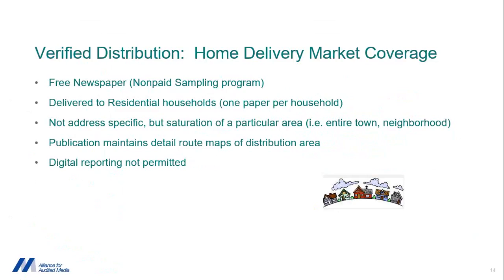What we do need to know, though, for AAM reporting is you need to maintain detailed route maps and distribution areas. So we need to know, even though it may not be address specific, we need to at least know the streets that it's being distributed to, because we're going to be assuming that if it's for a particular town, that everyone in that town is getting your product. For verified distribution, digital is not permitted at all for any of the categories. Again, in order to count for non-paid digital, it has to be requested. And for verified distribution, it is not a requested copy. So that's why digital is not permitted. So all verified distribution is print only.